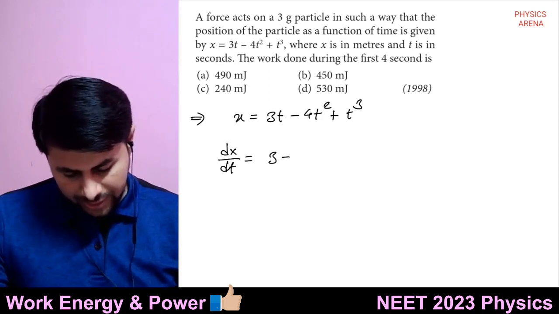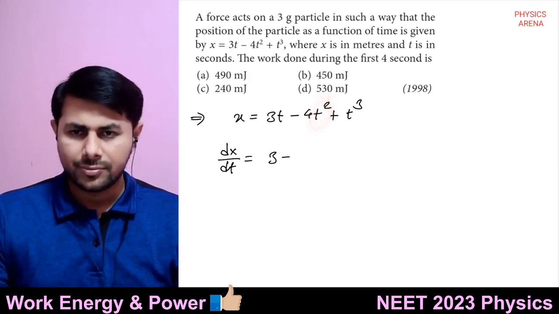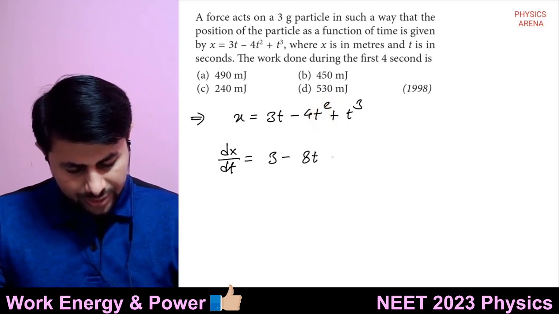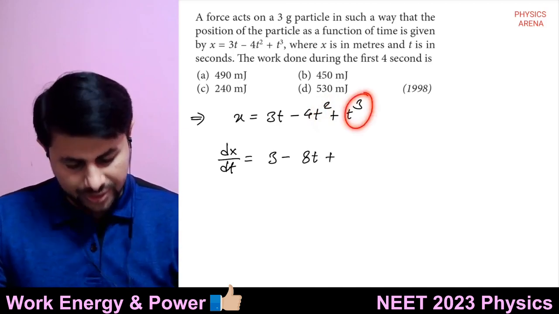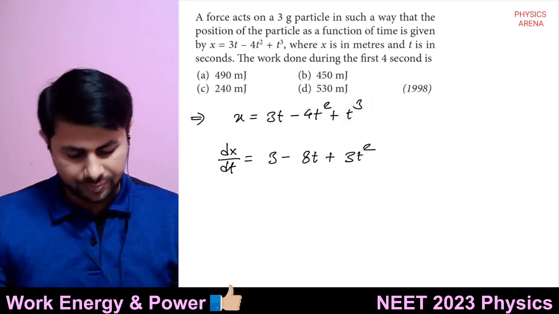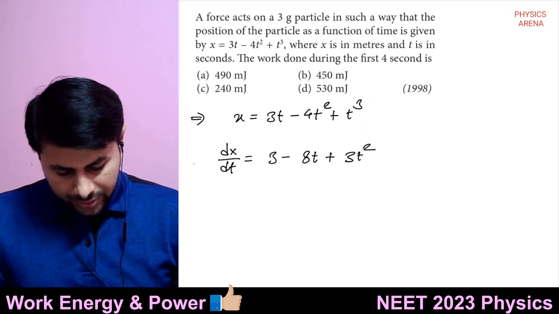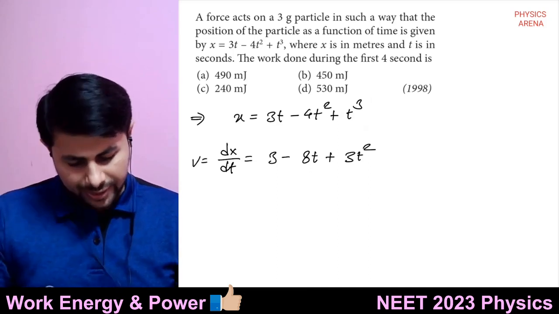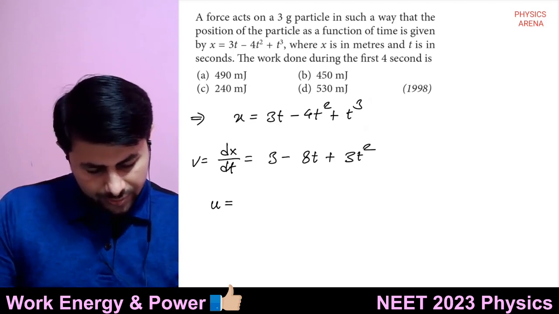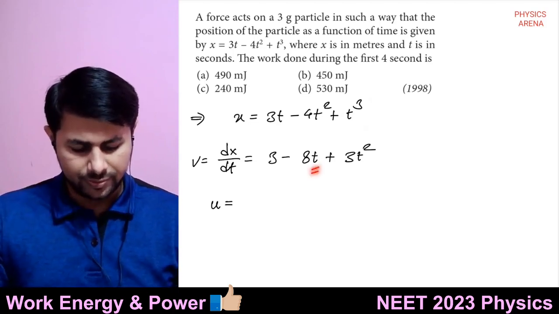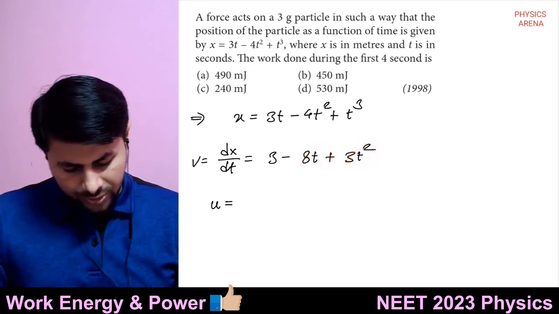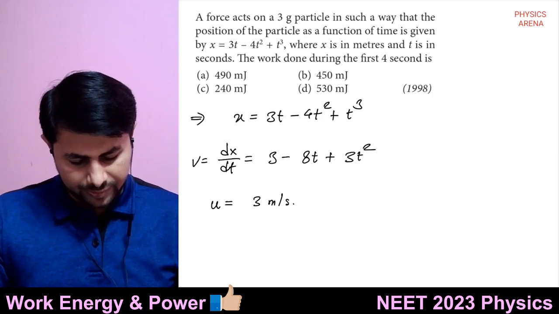So 3 minus the derivative of this will be what? 2 times t multiplied by 4, so it is 8t, plus the derivative of this thing is 3t square. So this is velocity, right? Let's suppose the initial velocity is u. How much is u? Put t equals 0. So this term will be 0, this term will become 0. So u is equal to 3 meters per second.